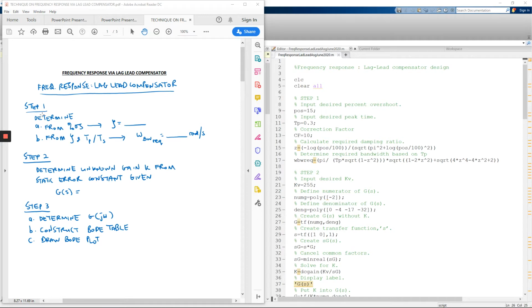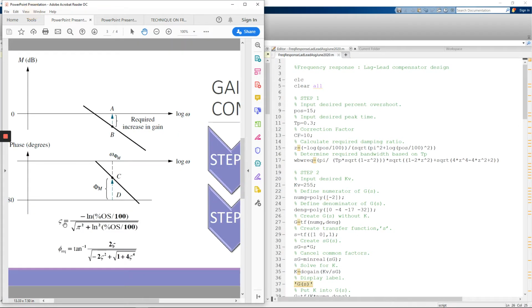Based on step number one, we first determine the damping ratio from the percent of overshoot given in the design requirement, using this formula. First we write on the left side the variable for each value given in the design requirement. In my case, I use POS for percent of overshoot, given in the question as, let's say, 15%, so I just write 15.